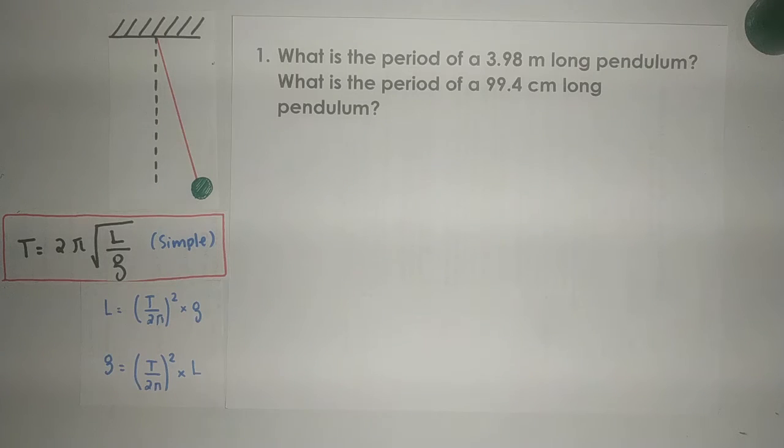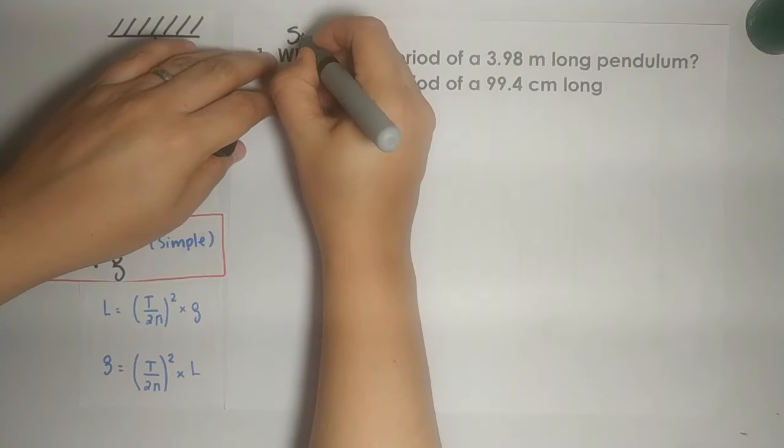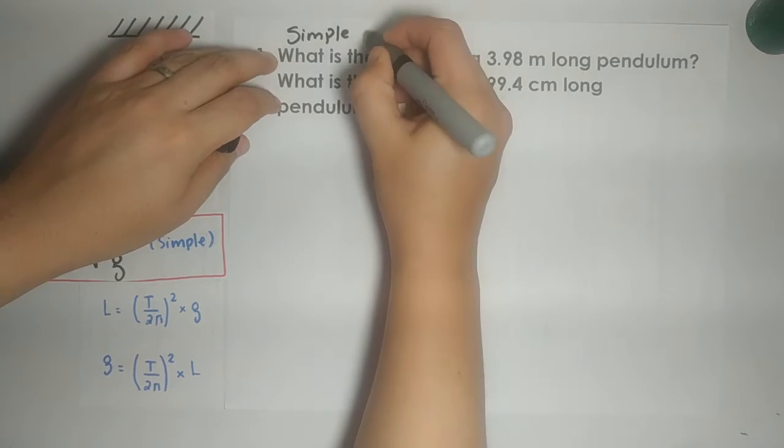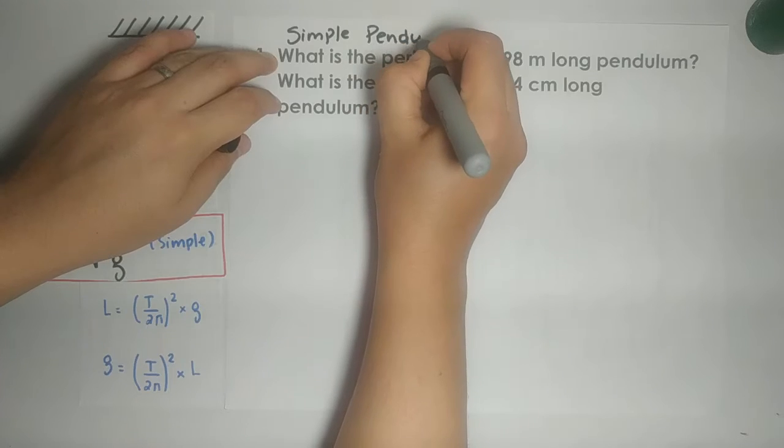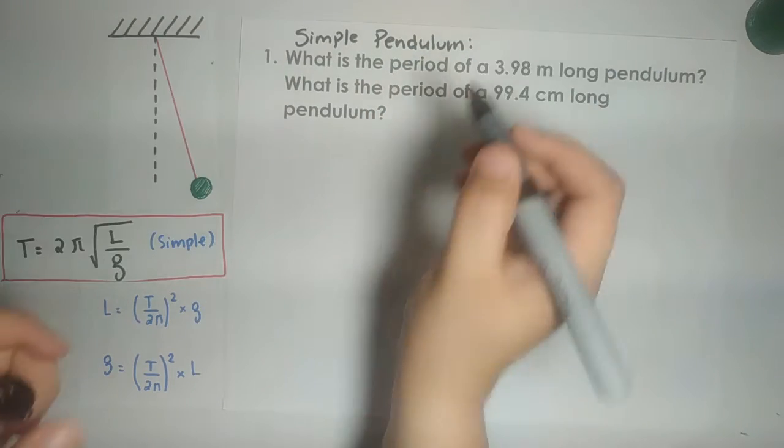This time we're gonna talk about harmonic motion. Now, this is in chapter 11, section 2. First example is we're talking about a simple pendulum. We already talked about it in the presentation, but right now we're gonna solve this sample problem of simple pendulum.